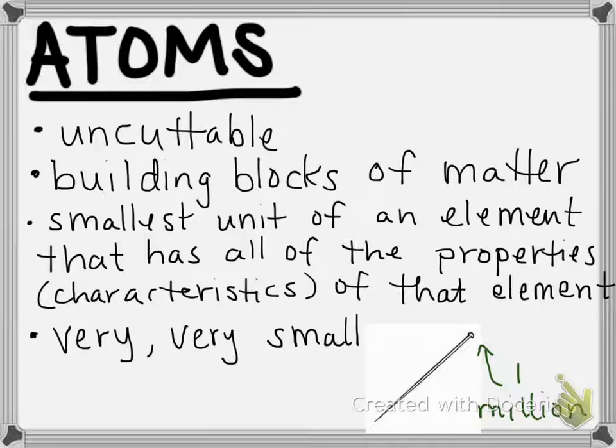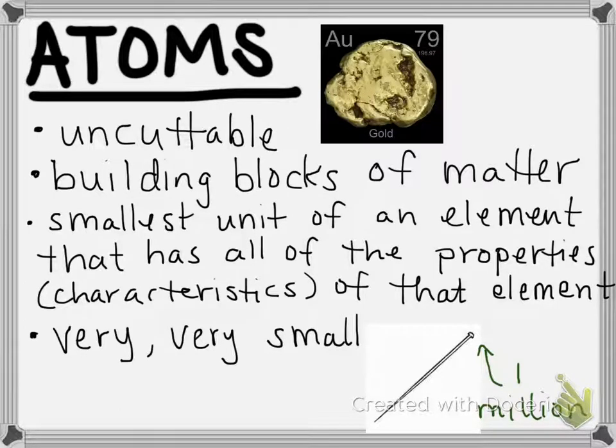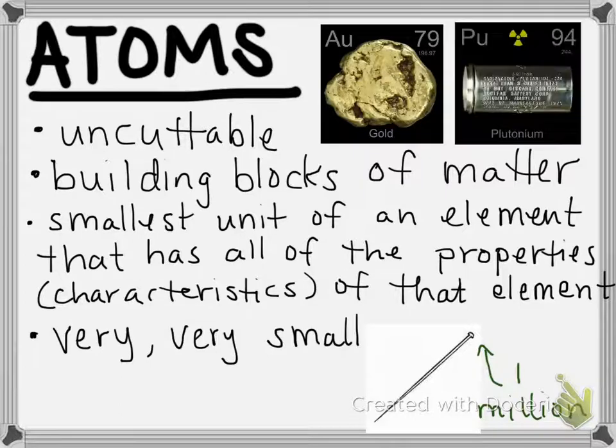So let's look at this definition. Smallest unit of an element that has all of the properties or characteristics of that element. That means that one atom of gold is one teeny tiny little itty bitty speck of a golden colored metal that is worth a lot of money to us. Or it's one teeny tiny little speck of plutonium. It has all the properties of plutonium, meaning that teeny tiny little itty bitty bit of matter is radioactive and could be used in creating energy as well.